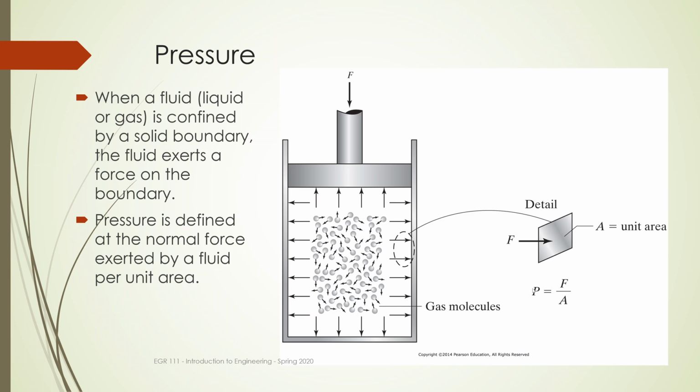In a previous chapter, we used P to represent force. In this case, P is going to represent pressure. So force over area is going to give you the pressure.